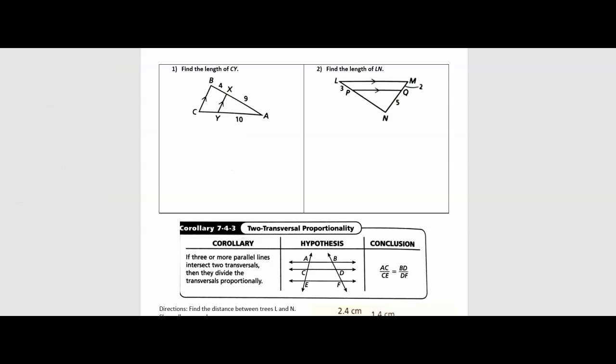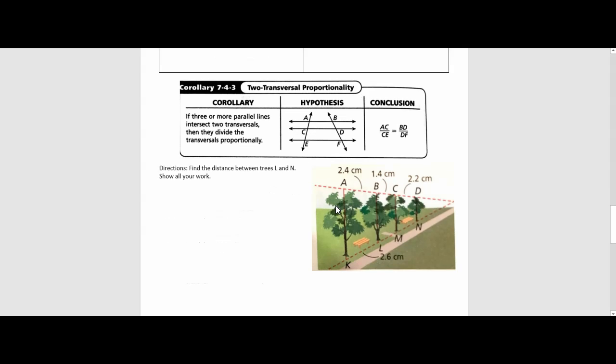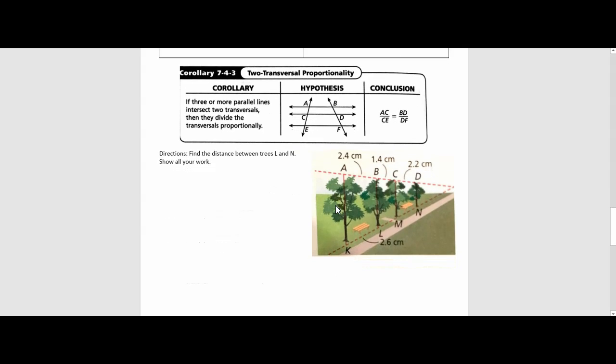All right, moving on to our next theorem. This is called the two transversal proportionality corollary. So if 3 or more parallel lines intersect two transversals, then they divide the transversals proportionally. So if we look at our diagram, AB, CD, and EF are all parallel, and then we have this proportional relationship: AC over CE is equal to BD over DF. And I could keep adding parallel lines in here, and this ratio works just the same.